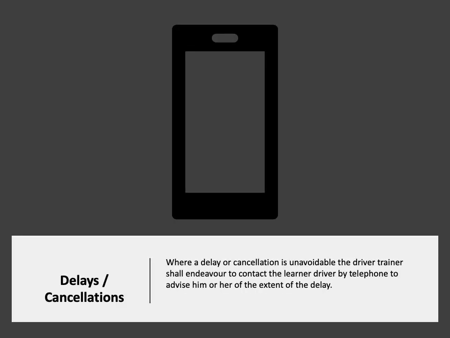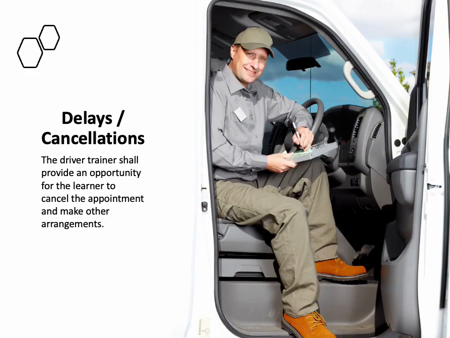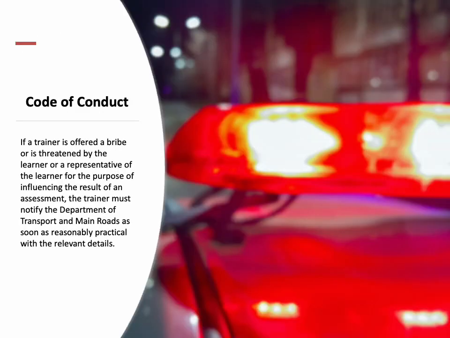Where a delay or cancellation is unavoidable, the driver trainer shall endeavour to contact the learner driver by telephone to advise him or her of the extent of the delay. The driver trainer shall provide an opportunity for the learner to cancel the appointment and make other arrangements. If a trainer is offered a bribe or is threatened by the learner or a representative of the learner for the purpose of influencing the result of an assessment, the trainer must notify the Department of Transport and Main Roads as soon as reasonably practical with the relevant details.